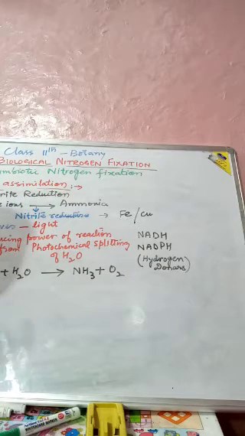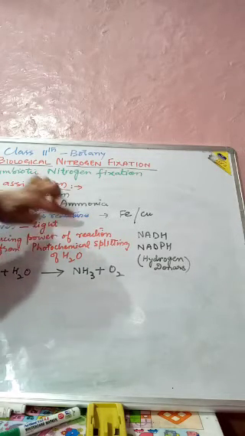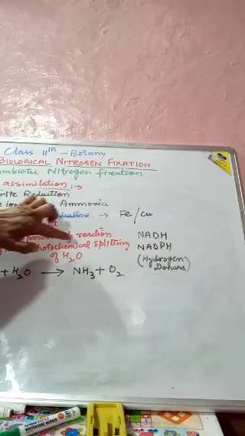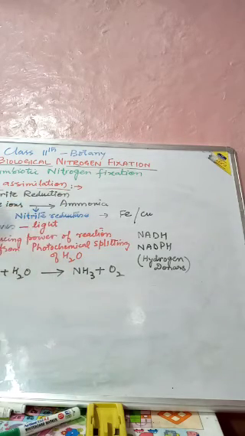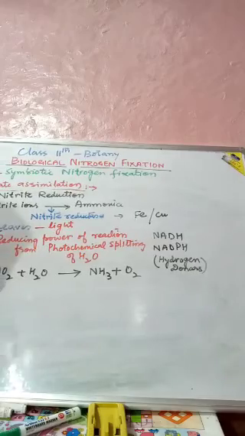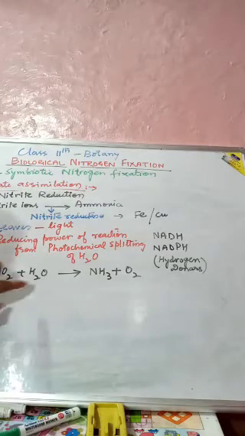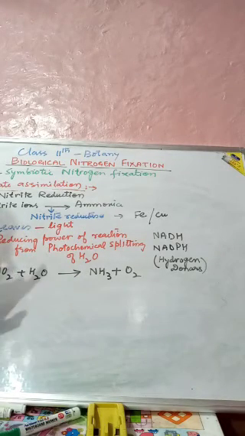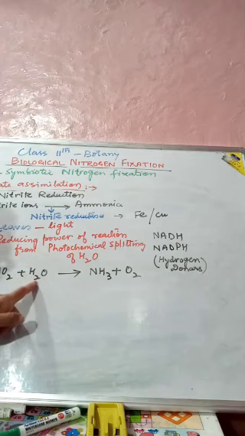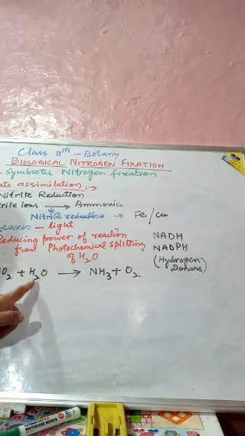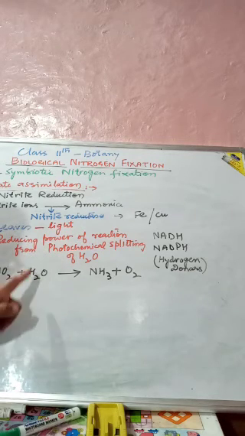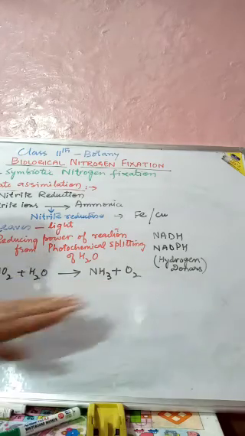The reason is that this is due to the reducing power of reaction from photochemical splitting of water. In the whole reaction, nitrite ions get converted into ammonia, and the water splits in presence of sunlight, which is why it is called photochemical splitting, and oxygen is evolved.